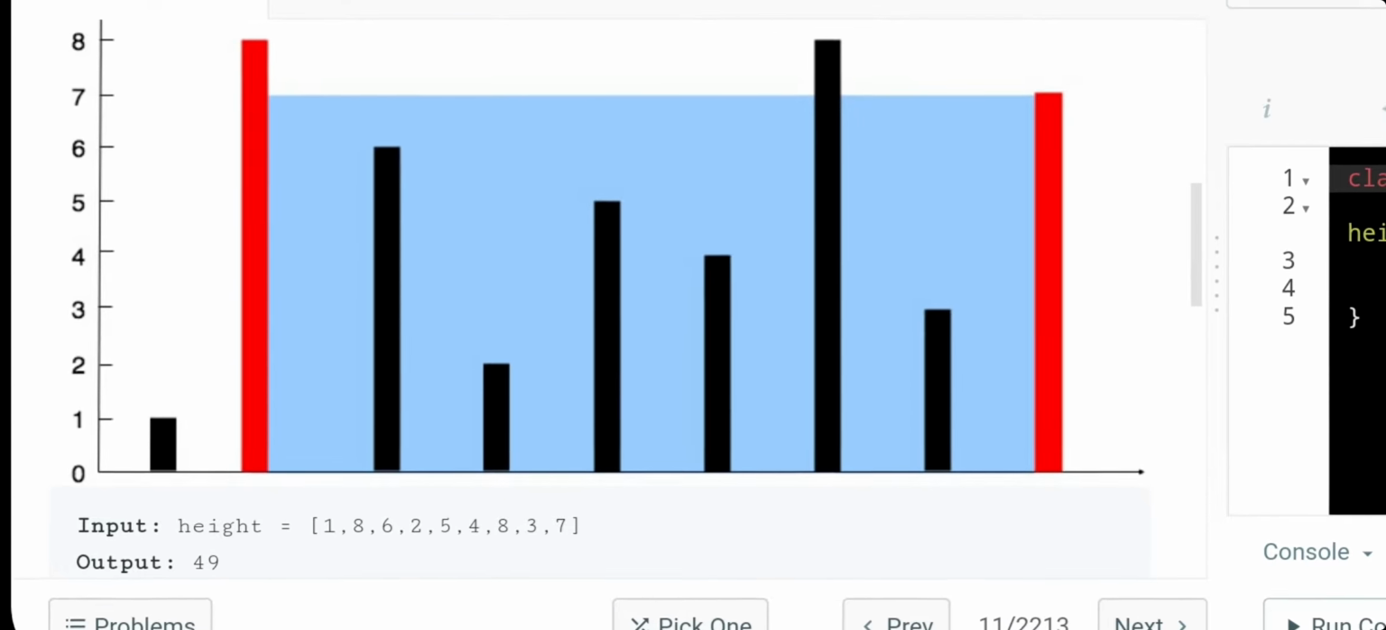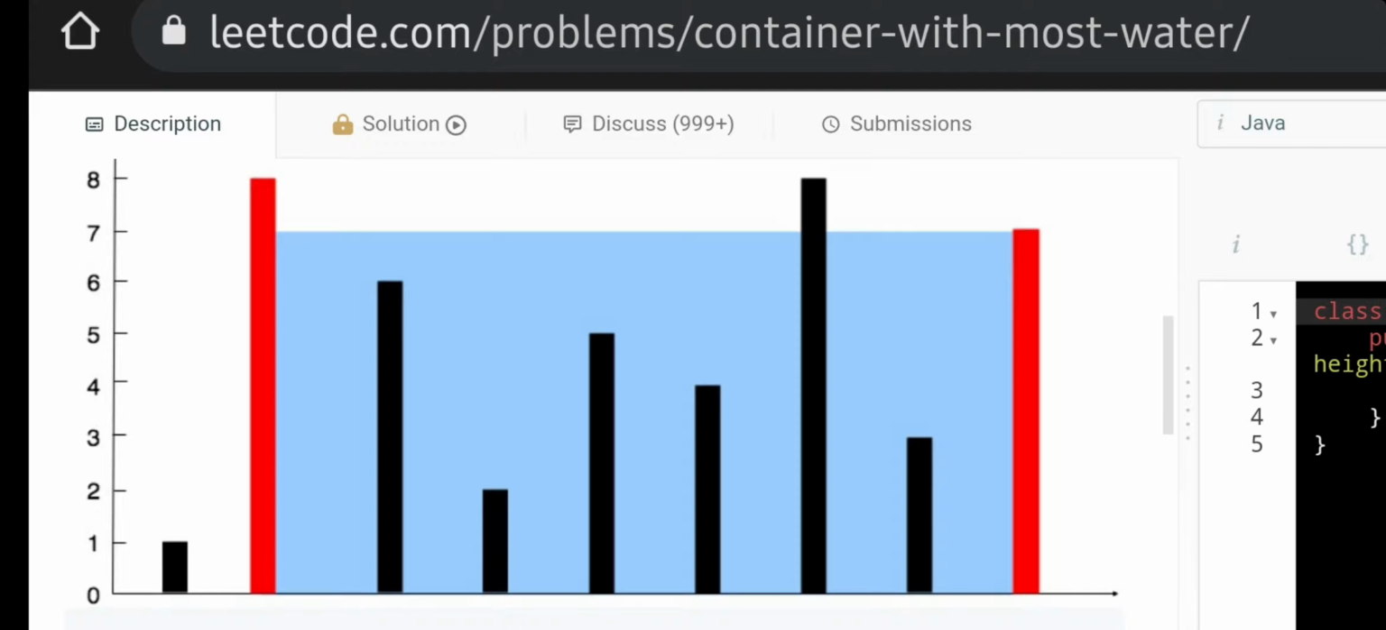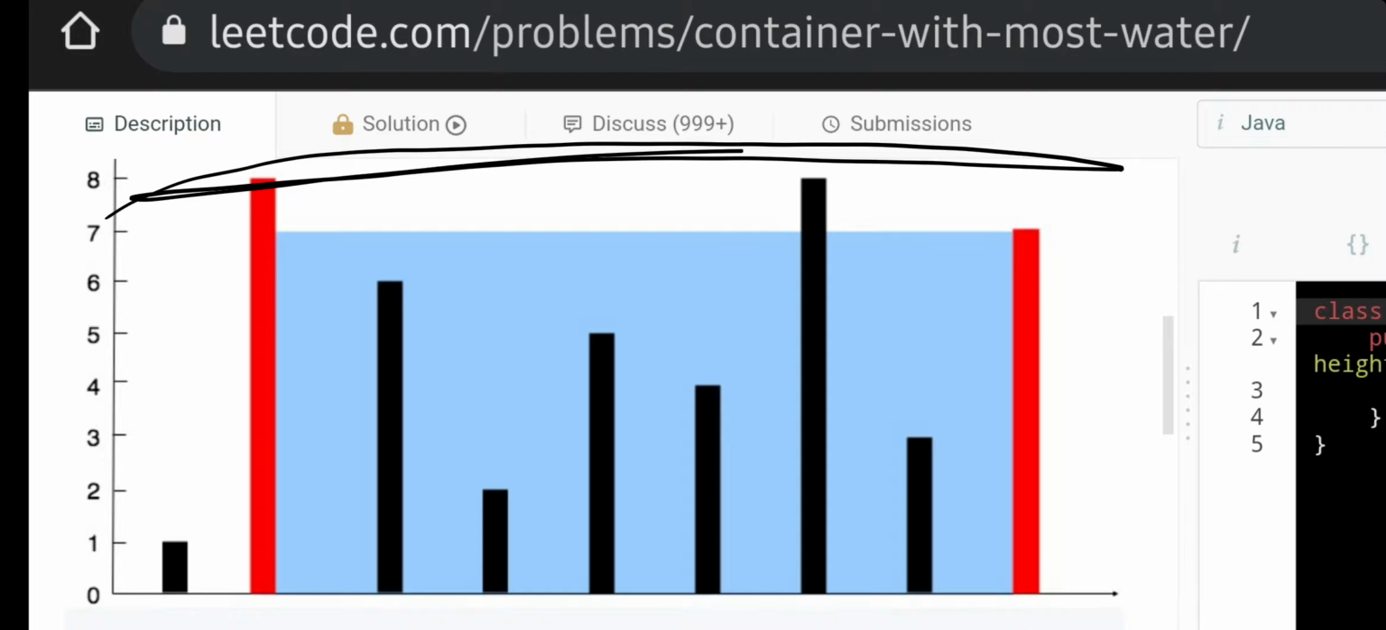What you have to find out is, suppose that from here you pour water. From everywhere here you pour water. Then how much is the maximum water it can accommodate? That's what you have to find out.